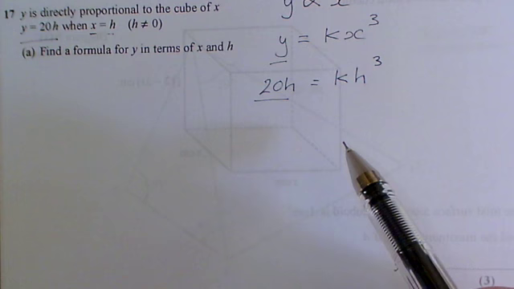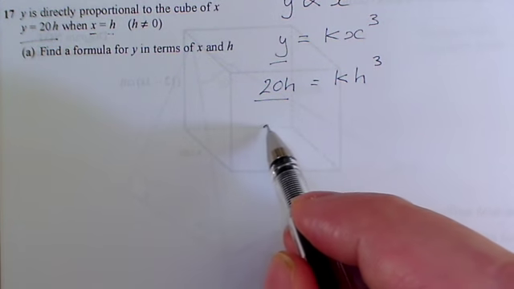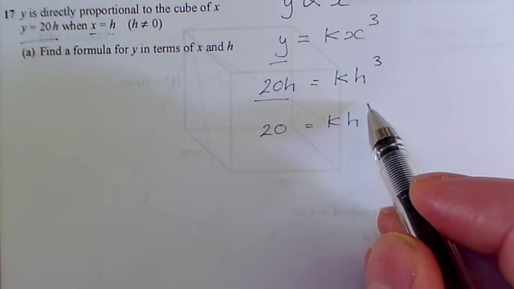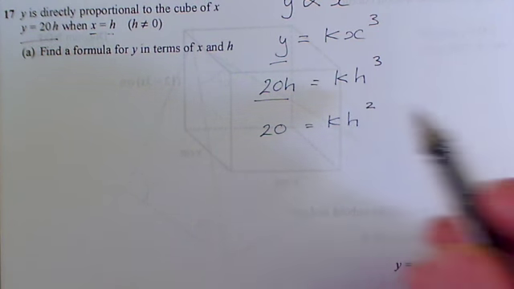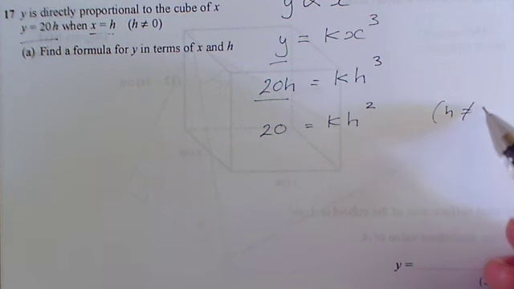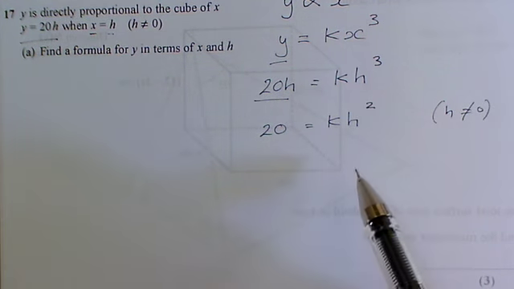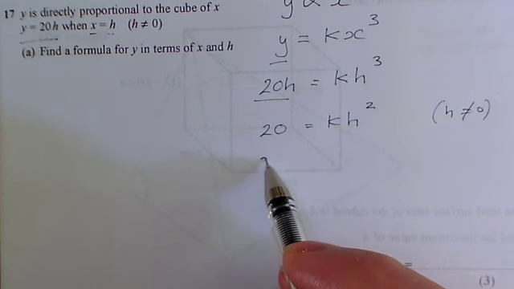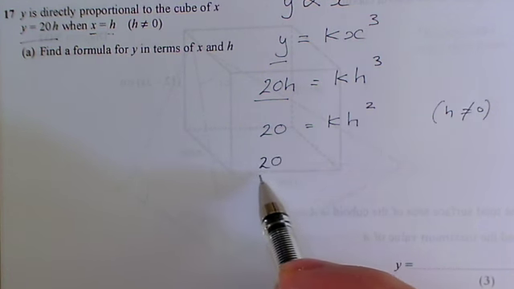Why does that matter? Because if h was 0, we can't divide both sides by 0. That wouldn't make any sense. So in this case I can, because h is not 0. So 20 equals kh squared. And I can see that if I divide both sides by h squared, that means 20 over h squared is equal to k.